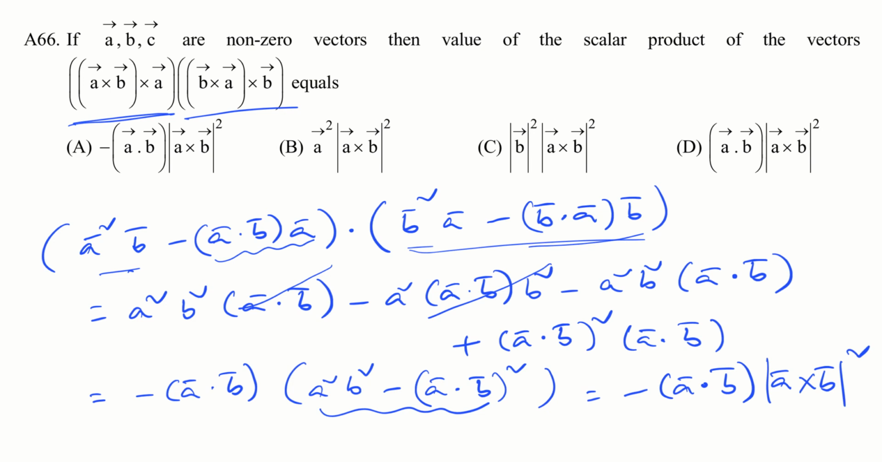I can also write the same thing as mod of a bar cross b bar whole square, and which is nothing but option A. Let's go to the next problem.